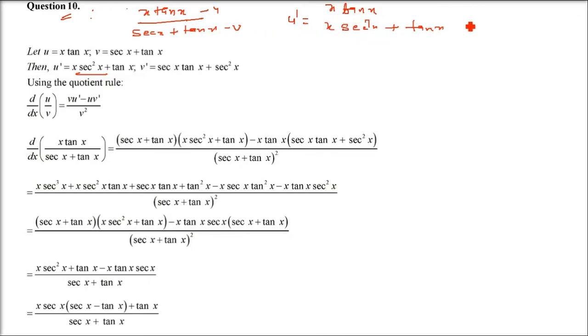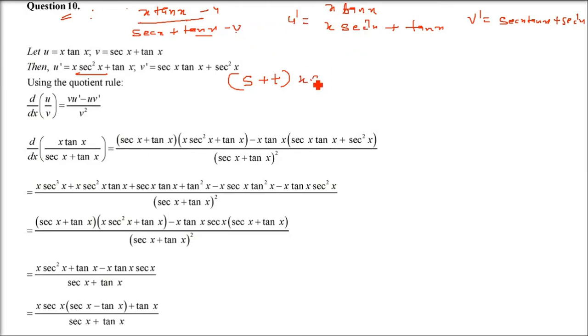How about this v dash? V dash will be this sec x plus tan x. So sec x is sec x tan x and tan x will be sec square x. So sec x tan x plus sec square x. What will we do? V and u dash you have to multiply, and then u and v dash. I am writing sec and tan as s and t. Okay, so you see it here.